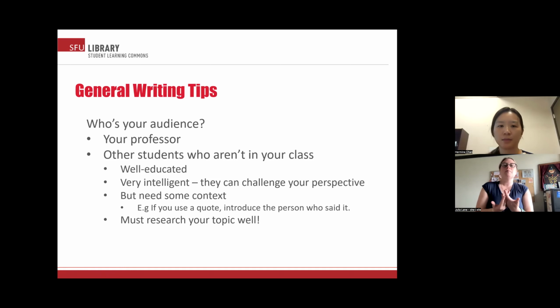So you can think about, what are some of the qualities of these students? Well, they're well educated. They're also pursuing post-secondary education, highly intelligent, highly curious, motivated, interested readers. They could potentially challenge your perspective on something. So you need to anticipate and think about how they might raise challenges and try to respond to them.